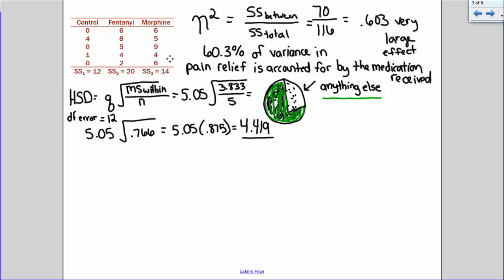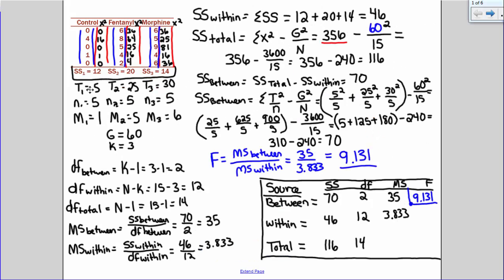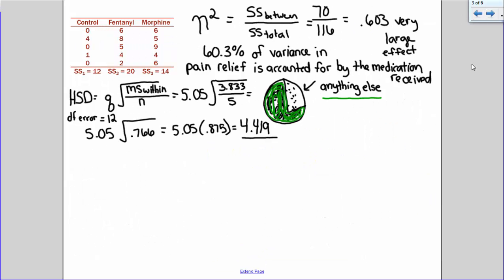So what this tells us is that we have to have a mean difference of at least 4.419 points between any two groups to conclude that those two groups are significantly different. So let's go ahead and look at our means that we calculated earlier. Group 1 had a mean of 1, group 2 had a mean of 5, and group 3 had a mean of 6. So I'm going to go ahead and rewrite those. The mean for the control group was equal to 1, the mean for the fentanyl group was equal to 5, and the mean for the morphine group was equal to 6.